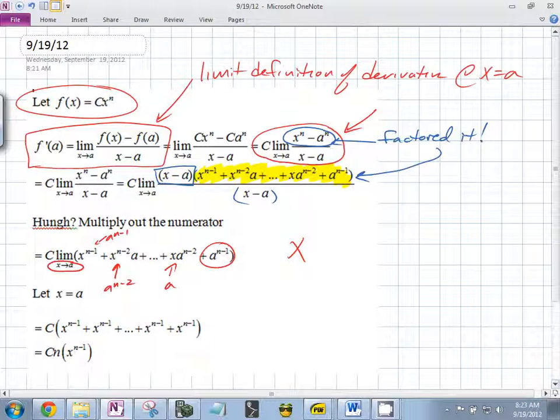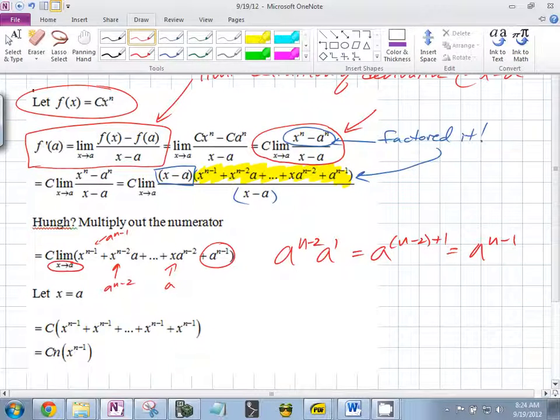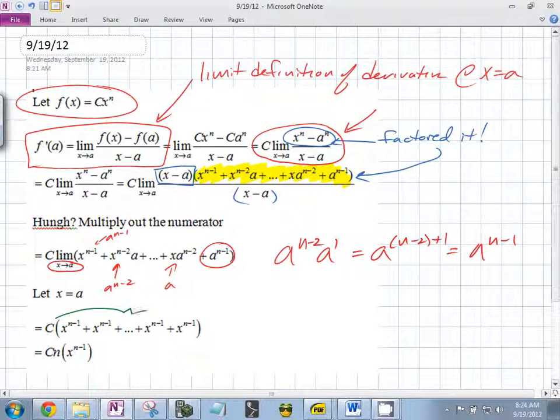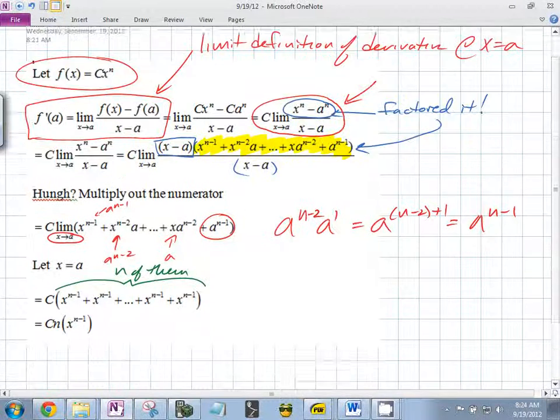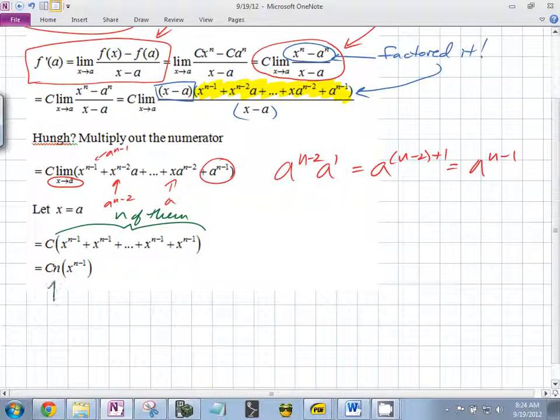Because what is a to the n minus 2 times a to the first? What does that equal? A to the n minus 2 plus 1, which is a to the n minus 1. All of those terms become a to the n minus 1. And how many of them are there? How many of these things are there? There's n of them. So if you have n of them, instead of adding it together n times, you can just say n times it. You can just do n times that.